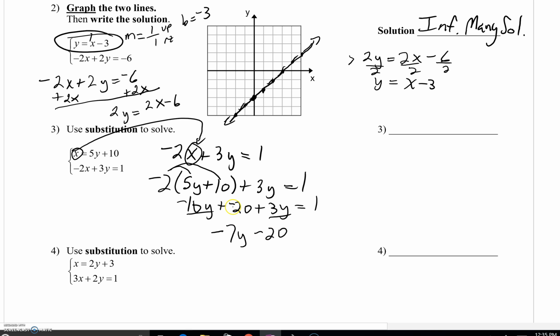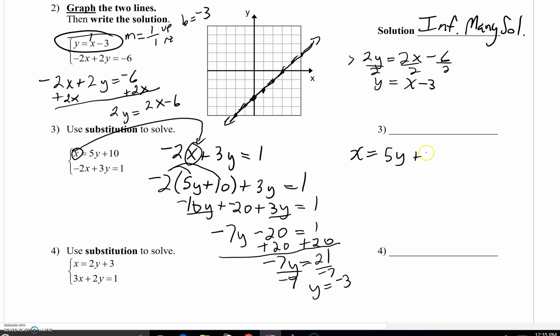And really this plus negative 20 is the same thing as a minus 20. I can add 20 to both sides, and we'll have negative 7y is equal to 21. I'll divide by negative 7, and I'll get y is equal to negative 3. Now we're not done, of course, because we still need to find out what x is.